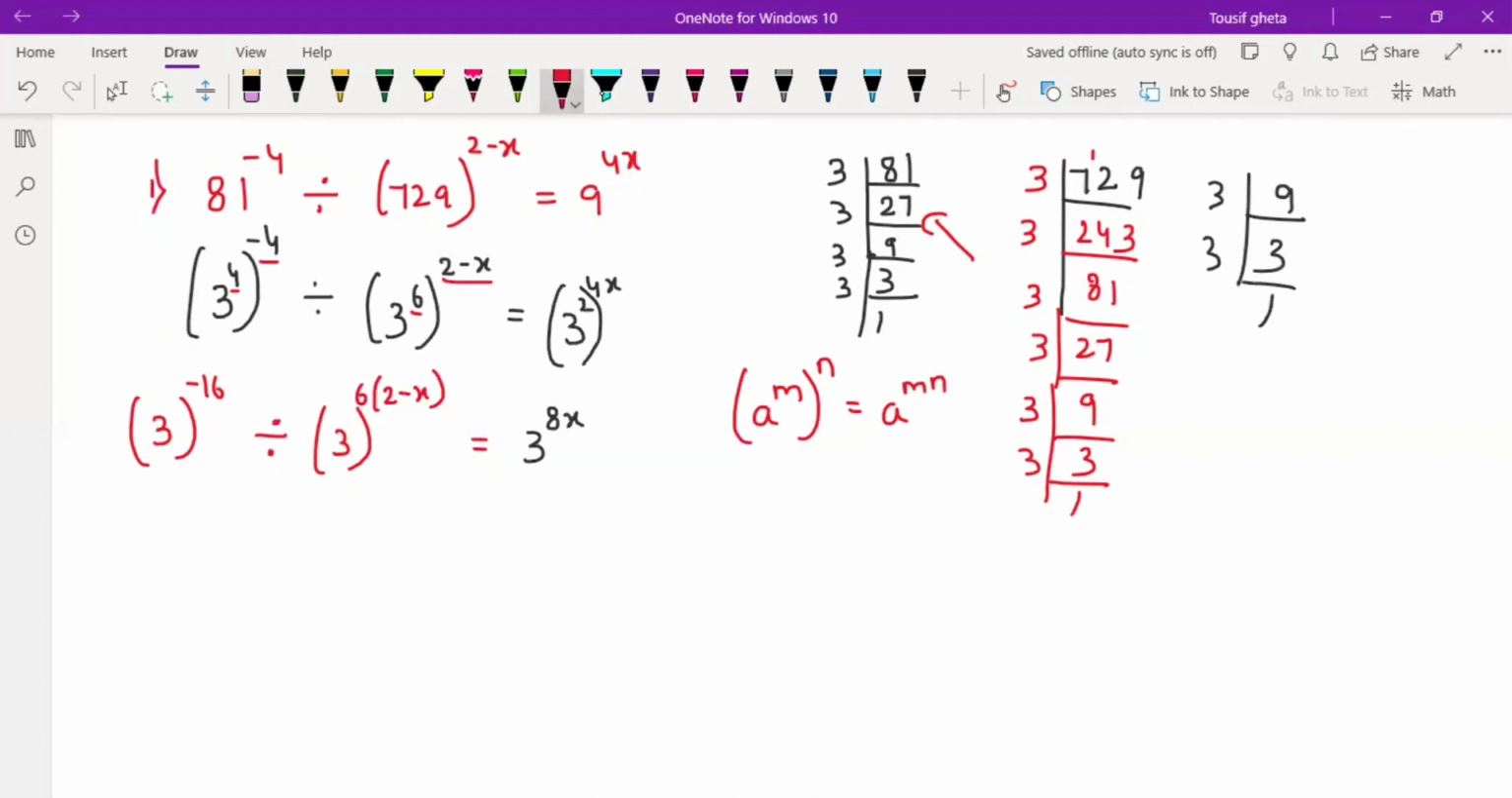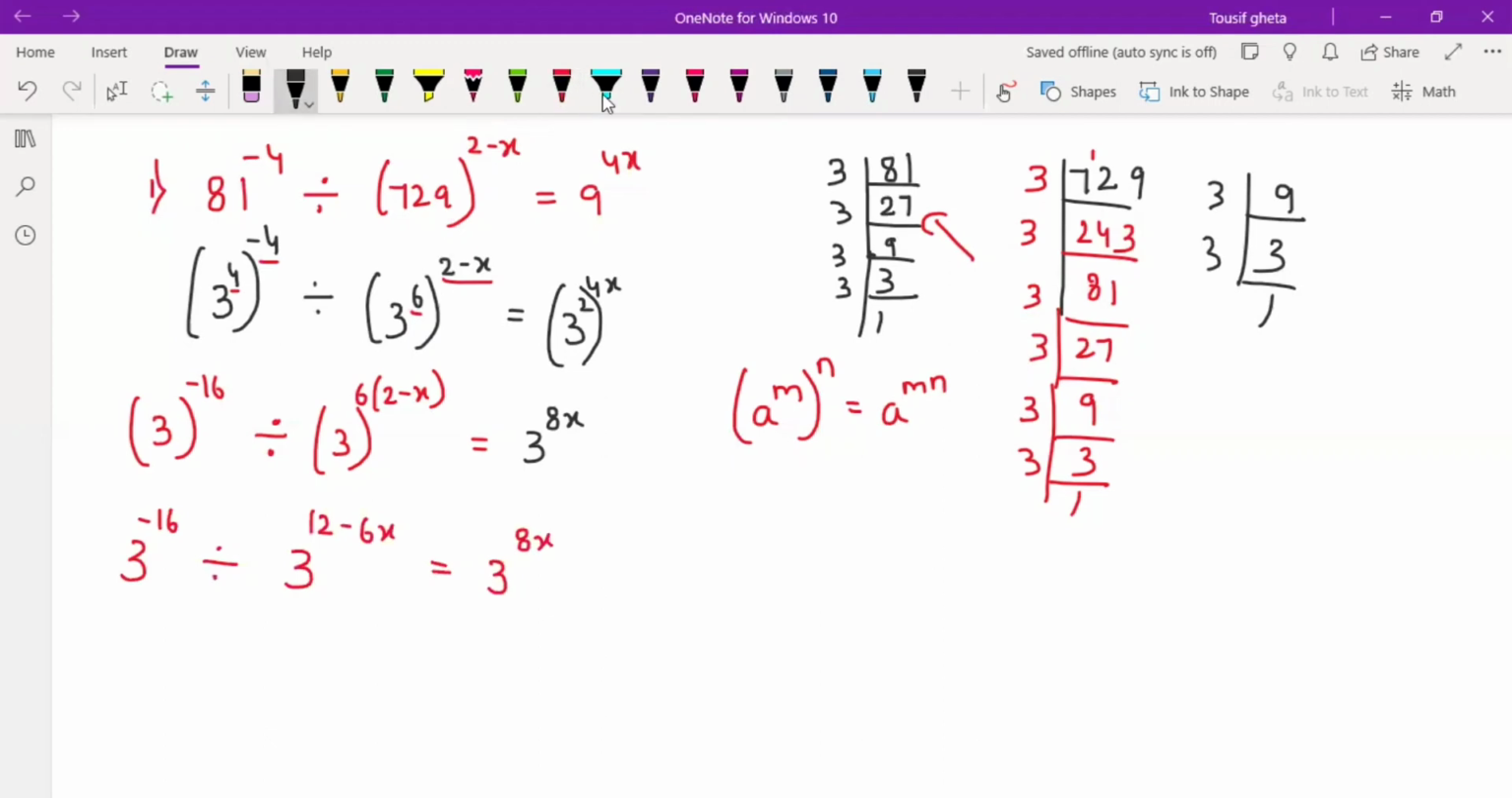Now, as you can see, every exponent has the same base. But moreover, in the second exponent, we did not multiply the powers. Let us multiply: 3 to the power of minus 16 divided by 3 to the power of 6 2s are 12 minus 6x, because 6 into x will give 6x, is equal to 3 to the power of 8x.